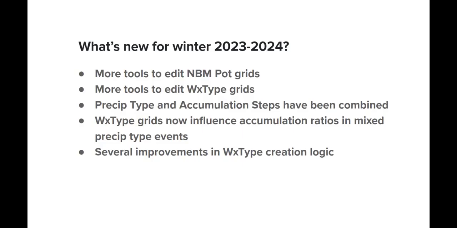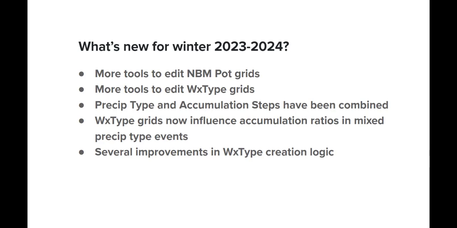Before we begin, I want to highlight what is new with ForecastBuilder this winter. Many improvements were made to ForecastBuilder based on feedback from last winter from around the country in various winter weather situations. And now that we know the strengths and weaknesses of the NBM 4.1 probability of weather type data, we're in a better place. Those improvements are new tools to edit the NBM probability of weather type grids to match the forecast. There are better and more advanced tools to edit the weather type grids.